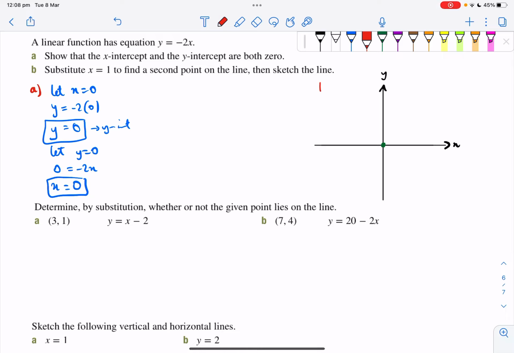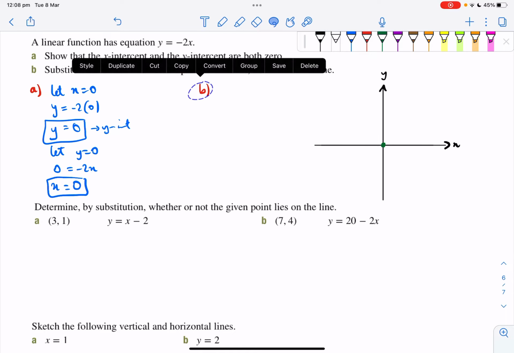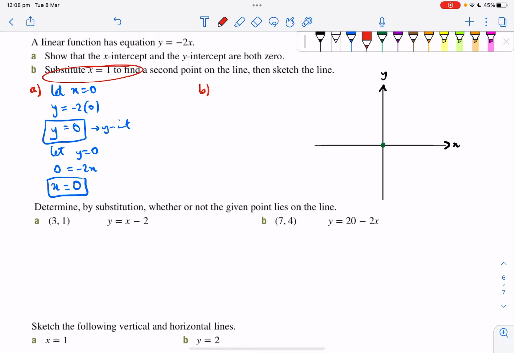And this will be question B. Well, actually, B will start over here. Because look what they tell us. Substitute x equals 1 to find a second point. You can substitute any second point that you'd like just to have something to draw through. So let x equal 1 in this case. We're going to get y equals negative 2 times 1, which is negative 2.